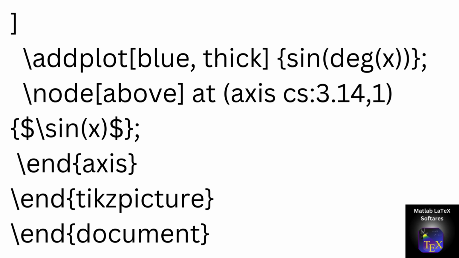Finally, we add a label to indicate the function. This places the label at x equals pi, near the peak of the cosine wave. To complete the document, we close all open environments, and there you have it, a perfectly formatted cosine wave plot in LaTeX.